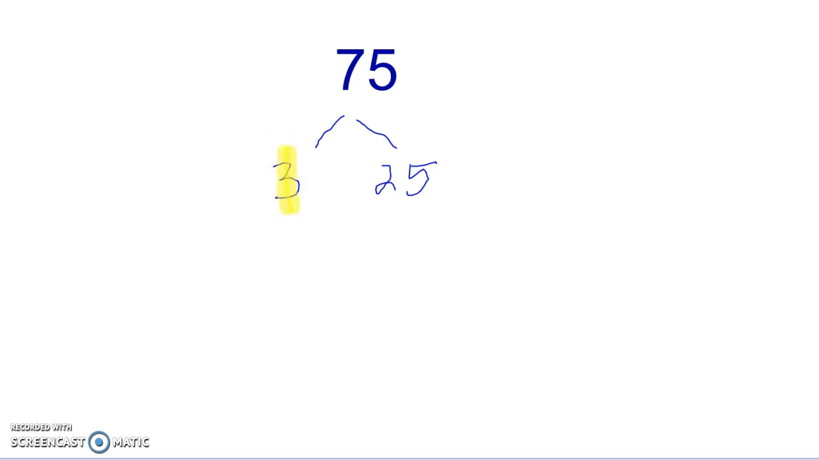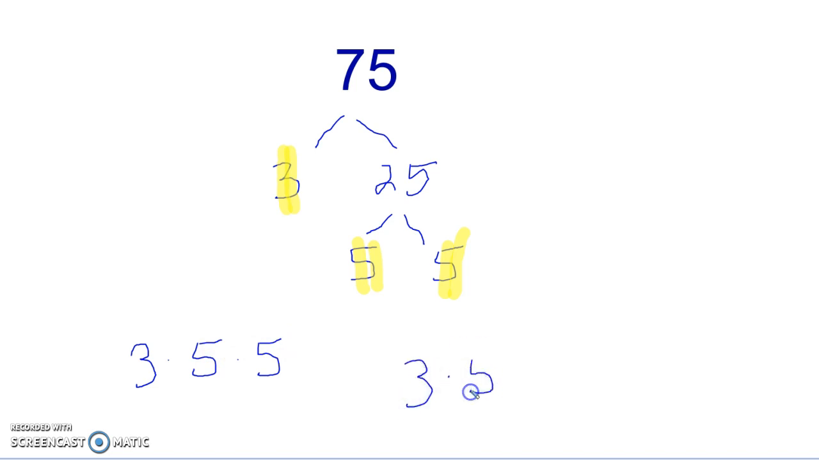However, 25 is not prime, so we're going to continue. What times what equals 25? And I know that 5 times 5 equals 25 because it's a perfect square. And so 5 and 5 are also both primes. So the prime factorization of 75 is where we stopped at each of these. It would be 3 times 5 times 5. And we can also write this, since there are 2 5s, as 3 times 5 squared, because 5 squared would be 5 times 5. So that is the prime factorization of 75.